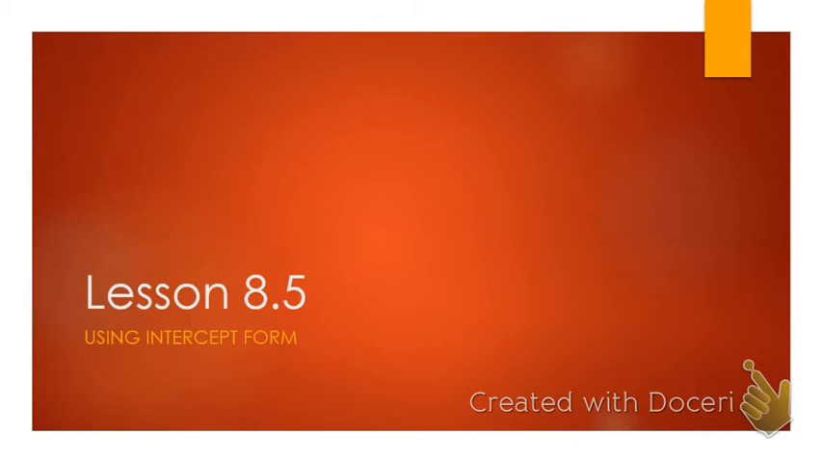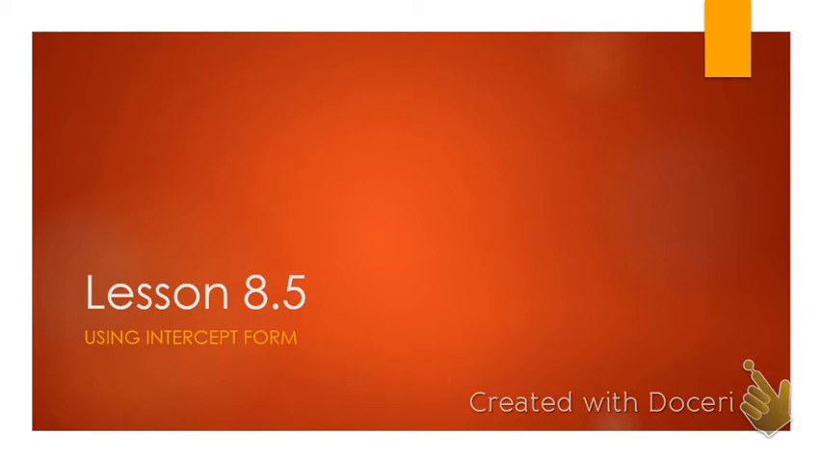Does anybody remember vertex form? If you can't remember it, you can look at your notes. But what was the vertex form that we learned yesterday? F of x equals a times x minus h squared plus k. Now remember vertex form. We were able to pull the vertex straight out of the formula. We didn't have to do any extra work to find the vertex.